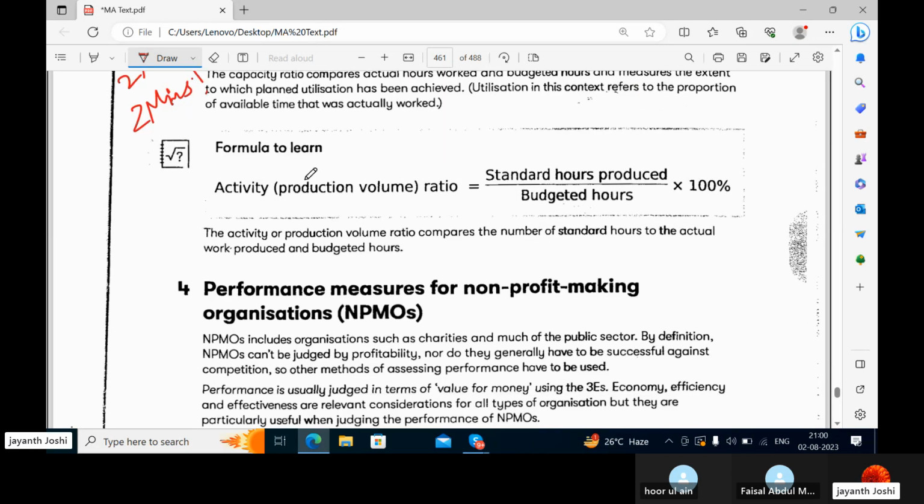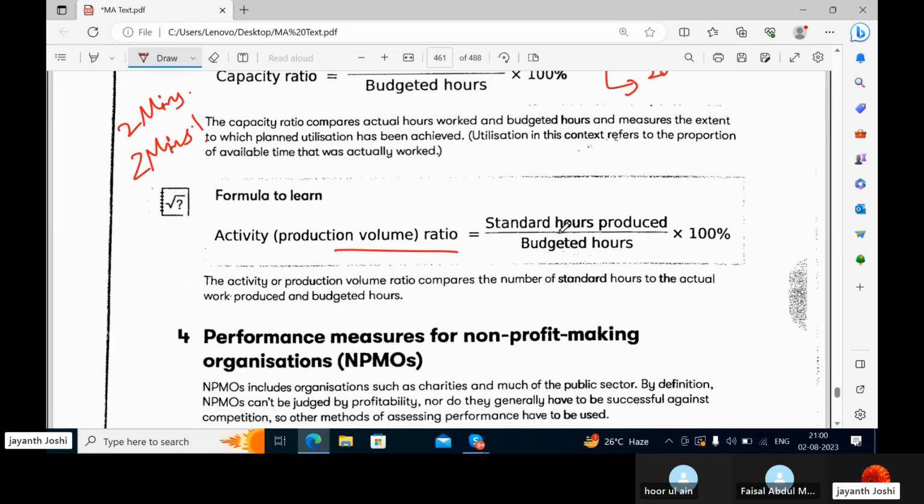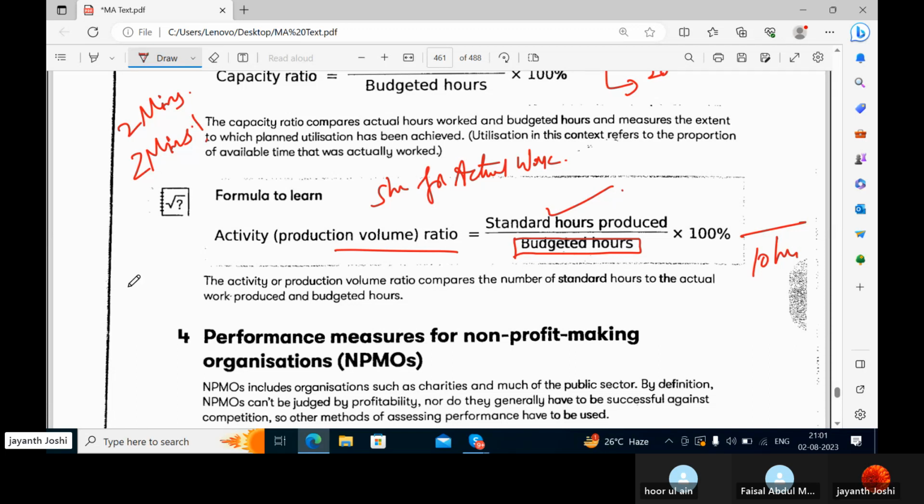Next comes the activity or production volume ratio: standard hours produced by budgeted hours. See, budgeted hours are nothing but the hours which you have planned. Okay, let's say it is 10 hours. And standard hours produced are nothing but standard hours for actual work. What do you mean by this? See, let's say according to you, some work can be done in standard hours for actual work.